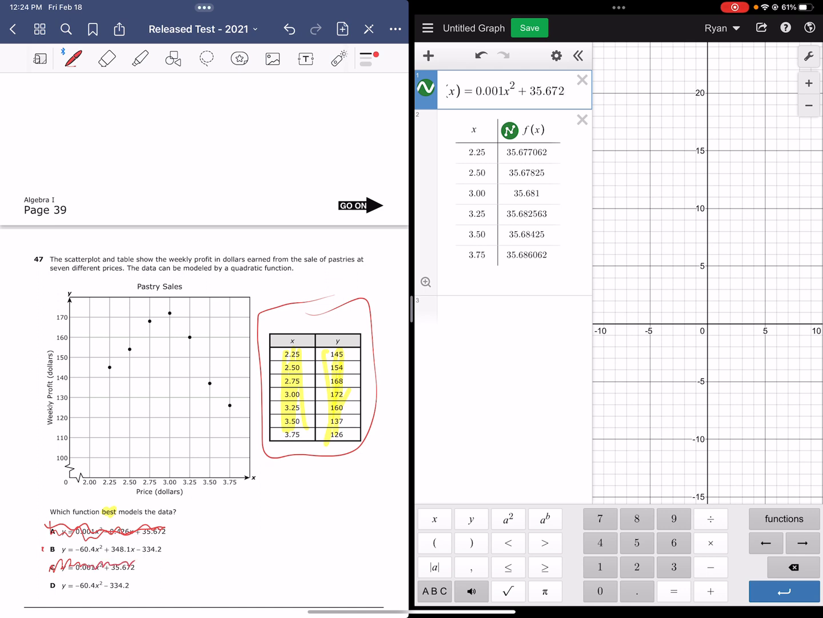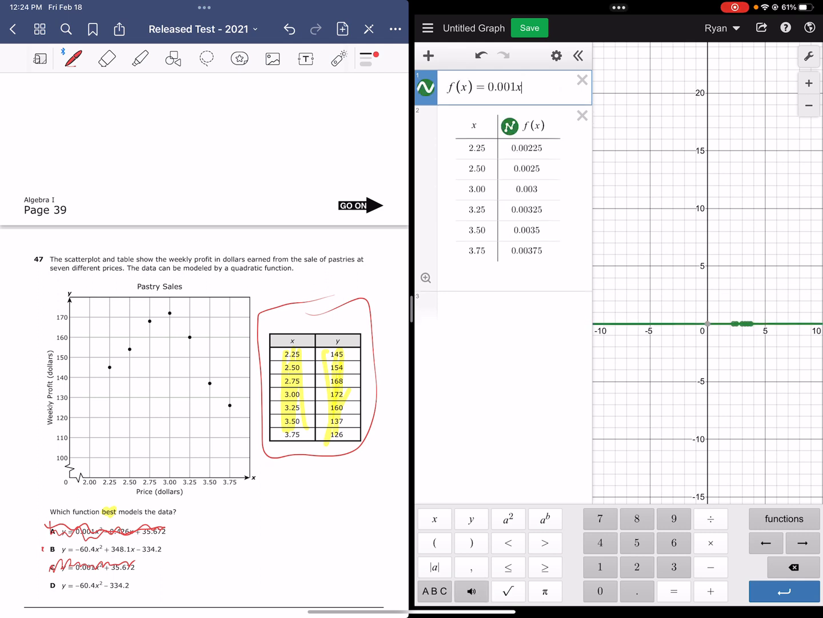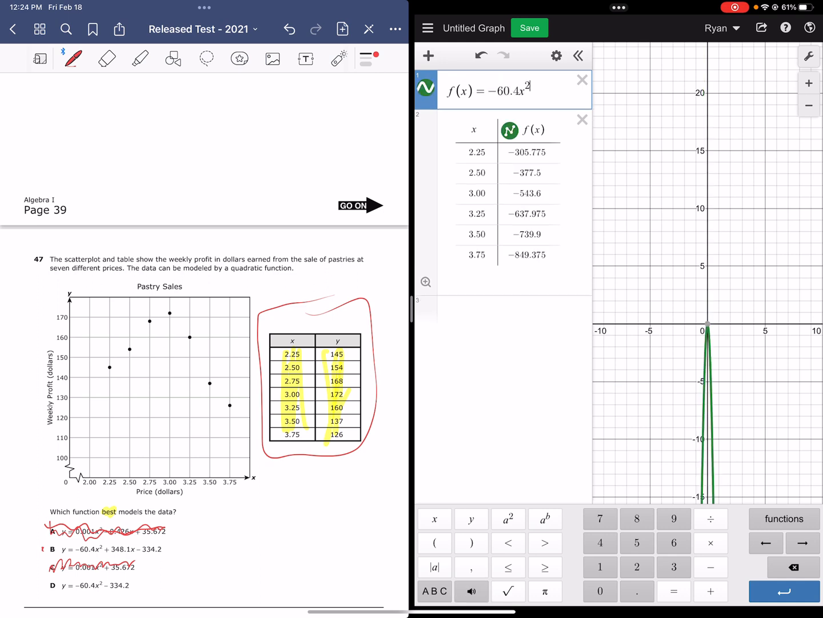That leaves me with letter D. So again, I'm going to go back to Desmos. I'm going to delete out what that f of x was until I get to the equal sign, and then I'm going to type in negative 60.4 x squared minus 334.2. And these y values are not even positive anymore. These are all negative values. I don't have any negative values in my table, and so now I feel very, very sure that letter B is the correct answer.